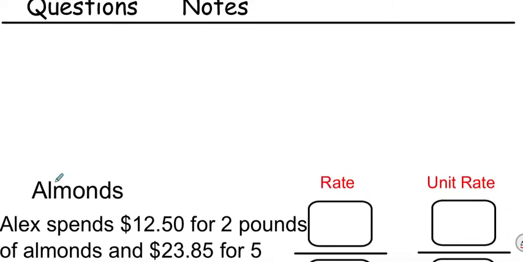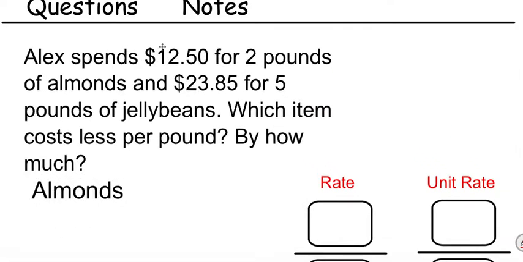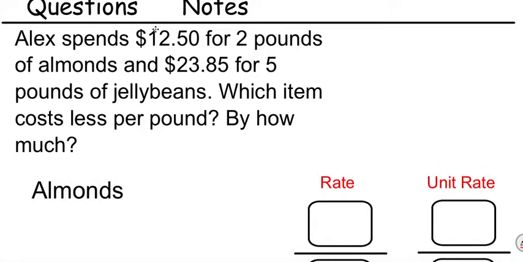In this question, we have Alex who is spending money on 2 different items. He's spending $12.50 on 2 pounds of almonds and $23.85 on 5 pounds of jelly beans. We want to figure out which one is cheaper. So I know that I have $12.50 for 2 pounds of almonds. So I know that this information goes with my almonds, $12.50 for 2 pounds.